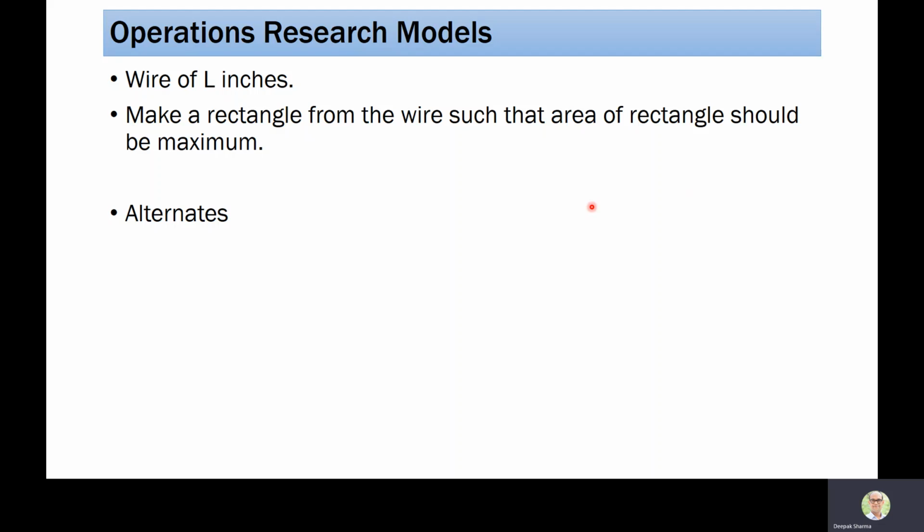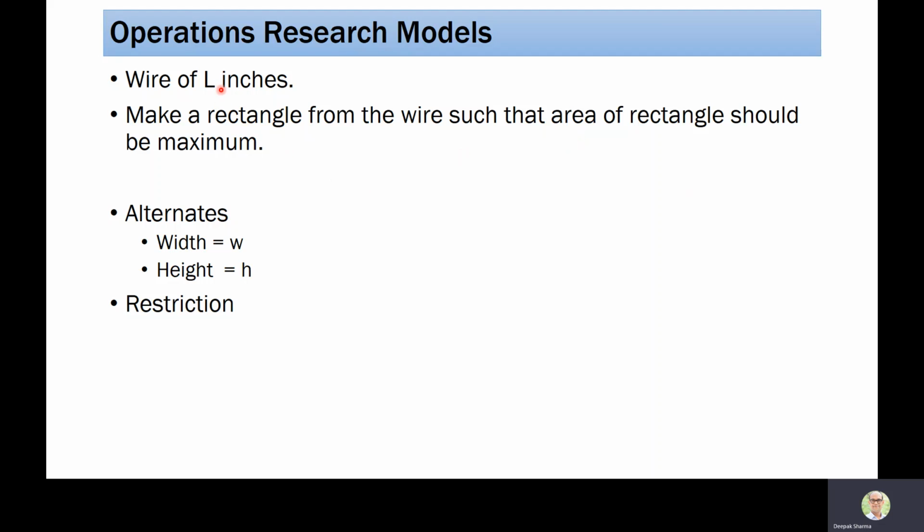Similarly, if we take another problem, which is the simplest problem, we have a wire of L inches. From this particular wire, we are going to make a rectangle such that the area of the rectangle should be minimum. So what could be the alternatives? In order to make a rectangle, we have to fix a width and a height. So width and height are going to give me a rectangle. Different values of W and H will give different alternatives, and correspondingly there will be an area.